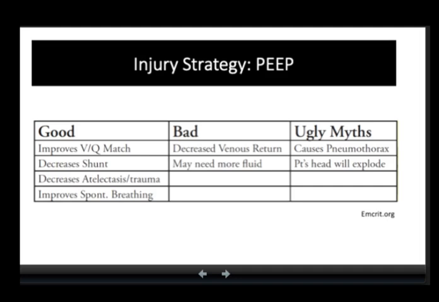There's no evidence that PEEP by itself causes an increased risk of pneumothorax. Definitely large volume ventilation and high plateau pressure may do it, but not due to PEEP level. Finally, patient's head will not explode due to high PEEP.